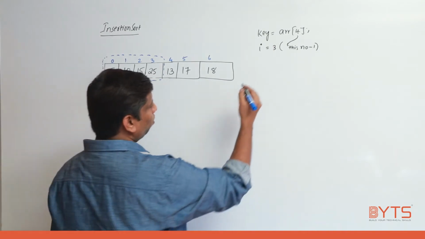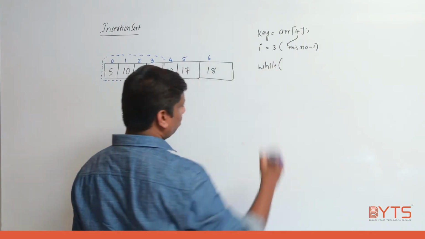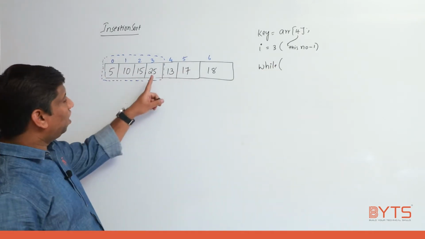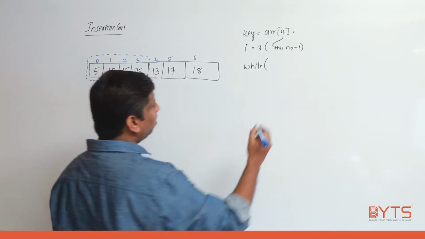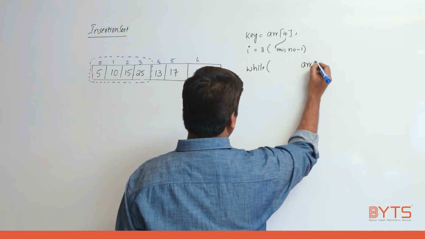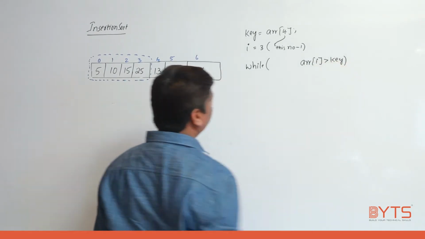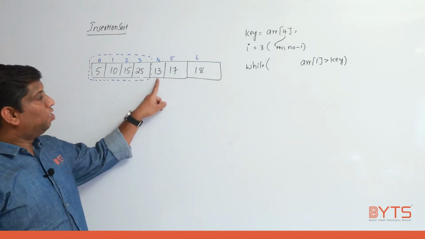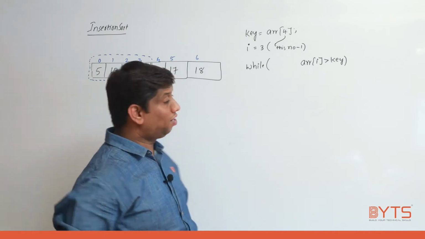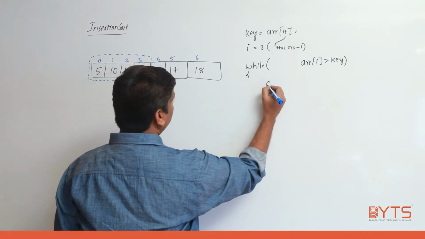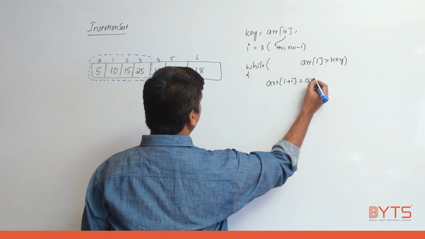Listen carefully. What I am trying to do here is, while, very important point, while key value is less than this number. So how can I write that? ARR of i greater than key. What is the value of key? The key value is 13, right? So 25 greater than 13, true. Then what should I do? ARR of i plus 1 is equal to ARR of i.